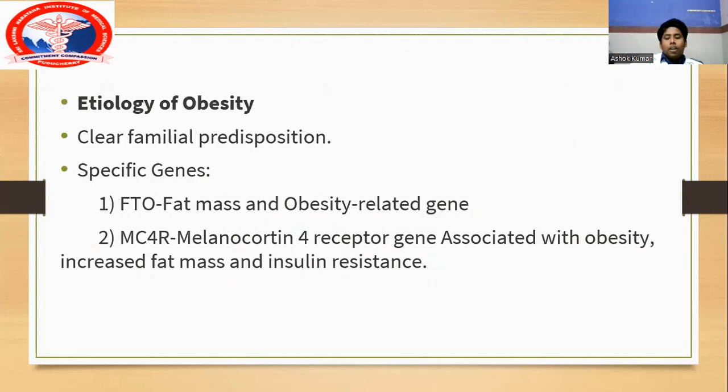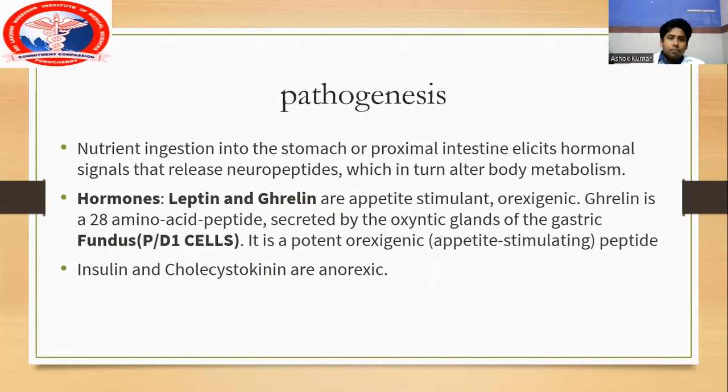Coming to etiology, there will be some familial predisposition, poor lifestyle, sedentary lifestyle, and genetic mutations: the FTO gene mutation, the fat mass and obesity related gene, and the melanocortin 4 receptor gene associated with obesity, increased fat mass, and insulin resistance leading to diabetes mellitus.